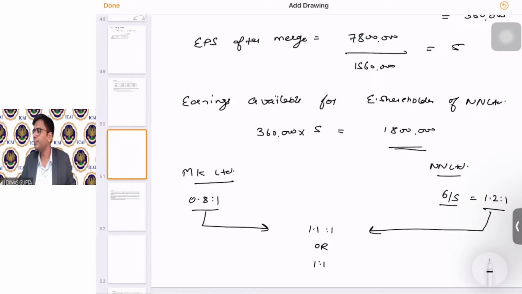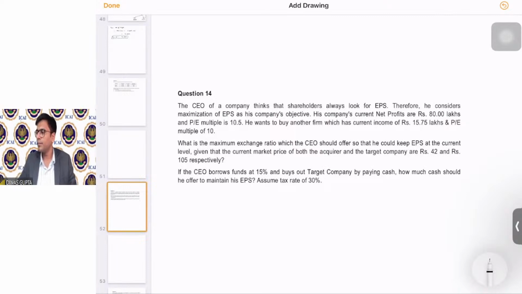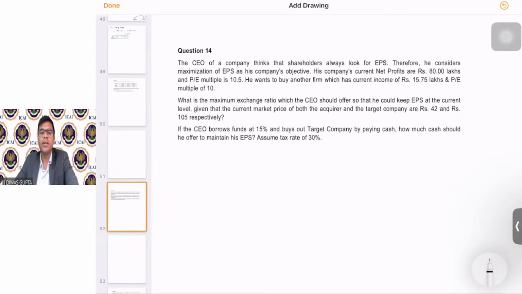Let's move ahead. Question number 14, students. The CEO of a company thinks that shareholders always look for EPS. Therefore, he considers maximization of EPS as his company's objective. His company's current net profits are 80 lakhs and the P/E multiple is 10.5. He wants to buy another firm which has a current income of 15.75 lakhs and a P/E multiple of 10. Okay. So they have given us the earnings and the P/E ratio of both the current company, I mean the acquiring company and the target company.